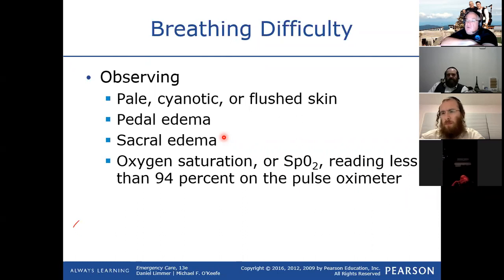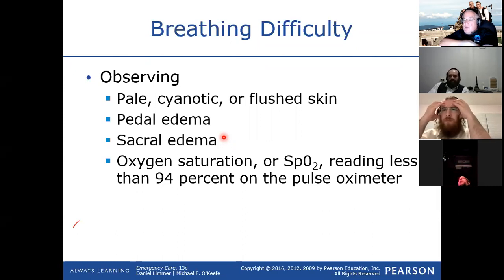So if you have too much fluid in your body, you're going to see it in the ankles, and very rarely you're going to see it in the lower back. That's typically people who are laying in bed, like in a nursing home. They don't get it down in their ankles because their ankles are not the lowest part facing the ground. Their back is, so they get it over their sacrum.